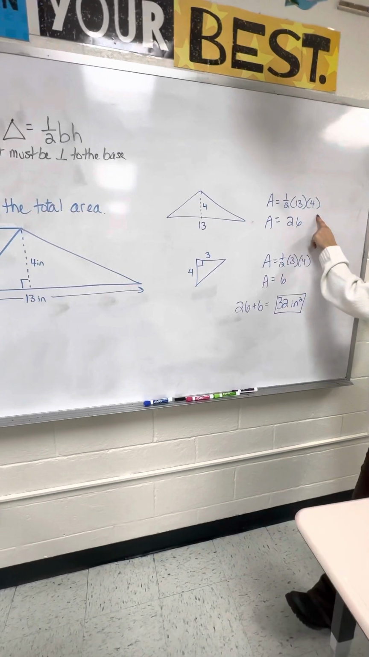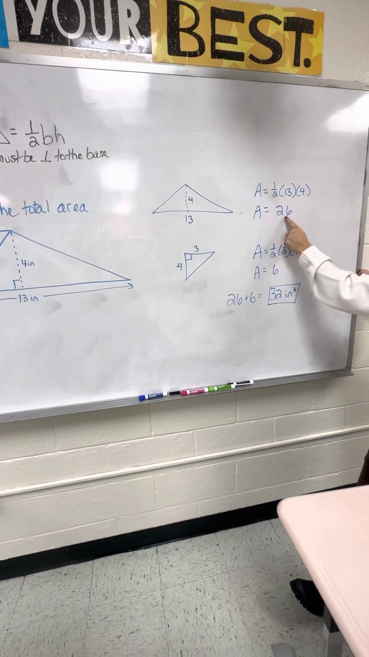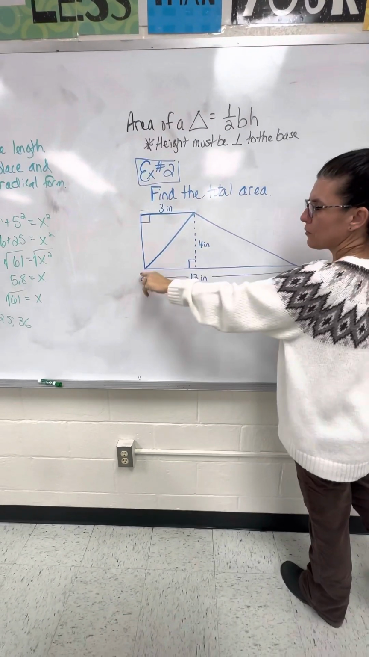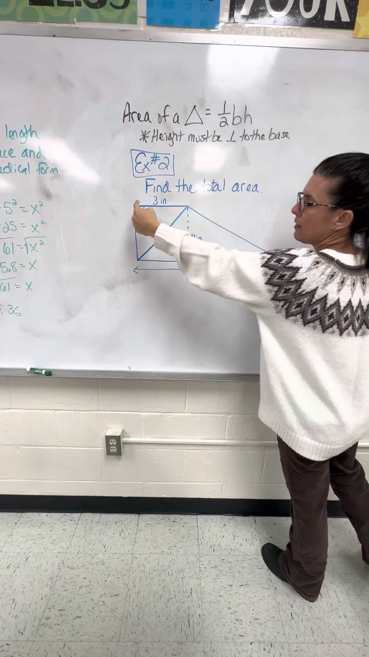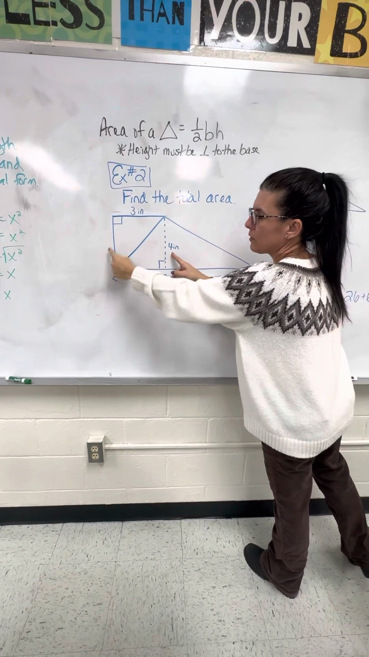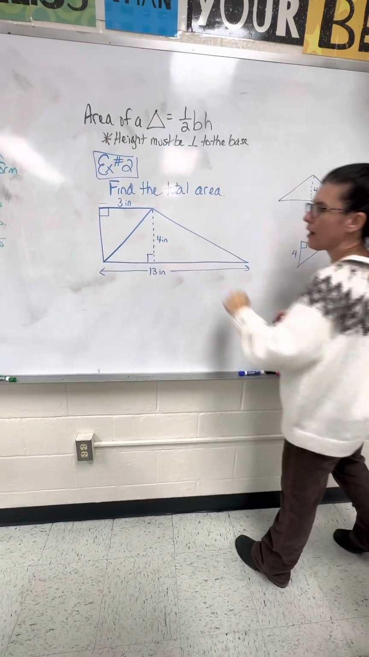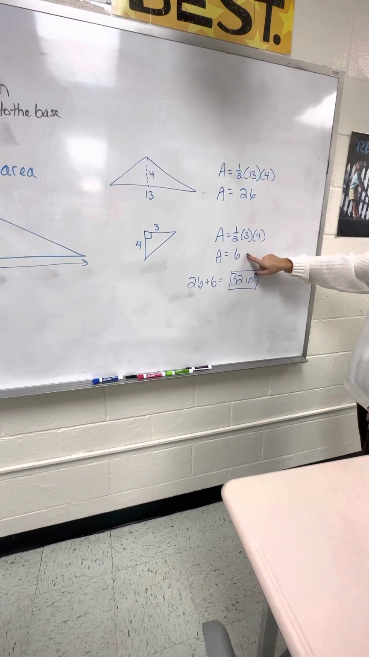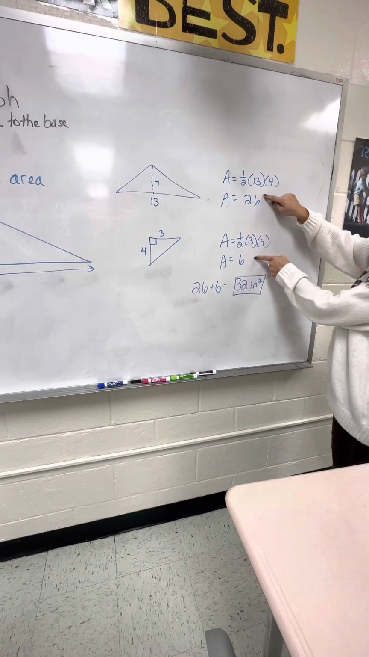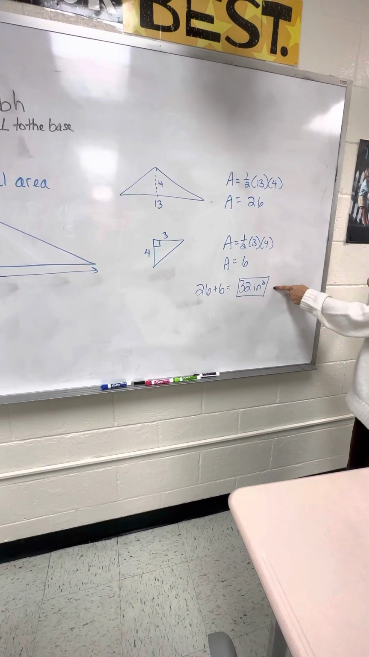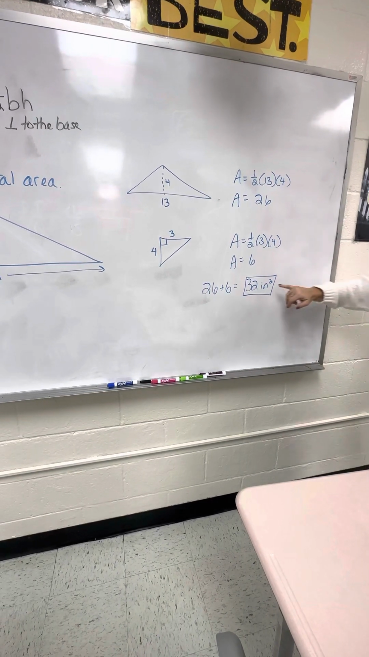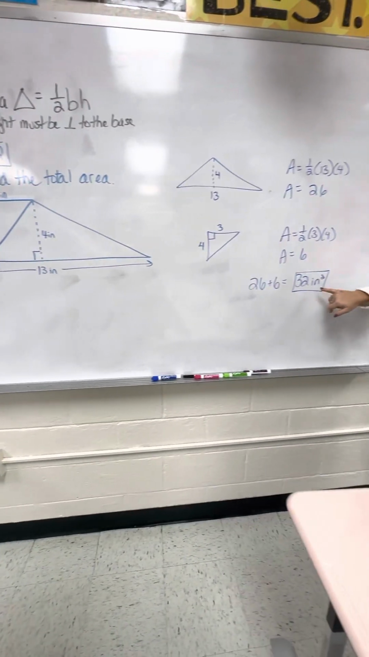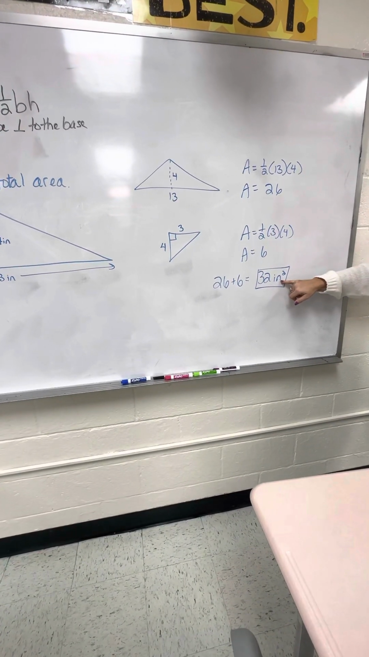When I plug that into my formula, 1/2 times the base times the height, that area is 26. And then over here is the other part of my triangle. My base is 3, my height is 4. Plugging it into my formula, 1/2 times the base times the height gives me an area of 6. Putting those two areas together, the complete area of the whole figure is 32 inches squared. Please make sure that if inches is given to you in the original problem, that you put inches squared in your answer. Of course, area is always units squared.